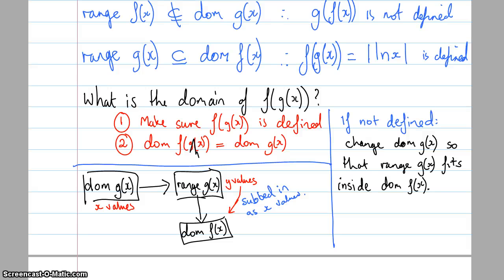Hi, and welcome to part 2 on composite functions. For this part, I'll be looking at when something is not defined over a given domain, and then I'm going to, I guess, change the domain so that it is defined.